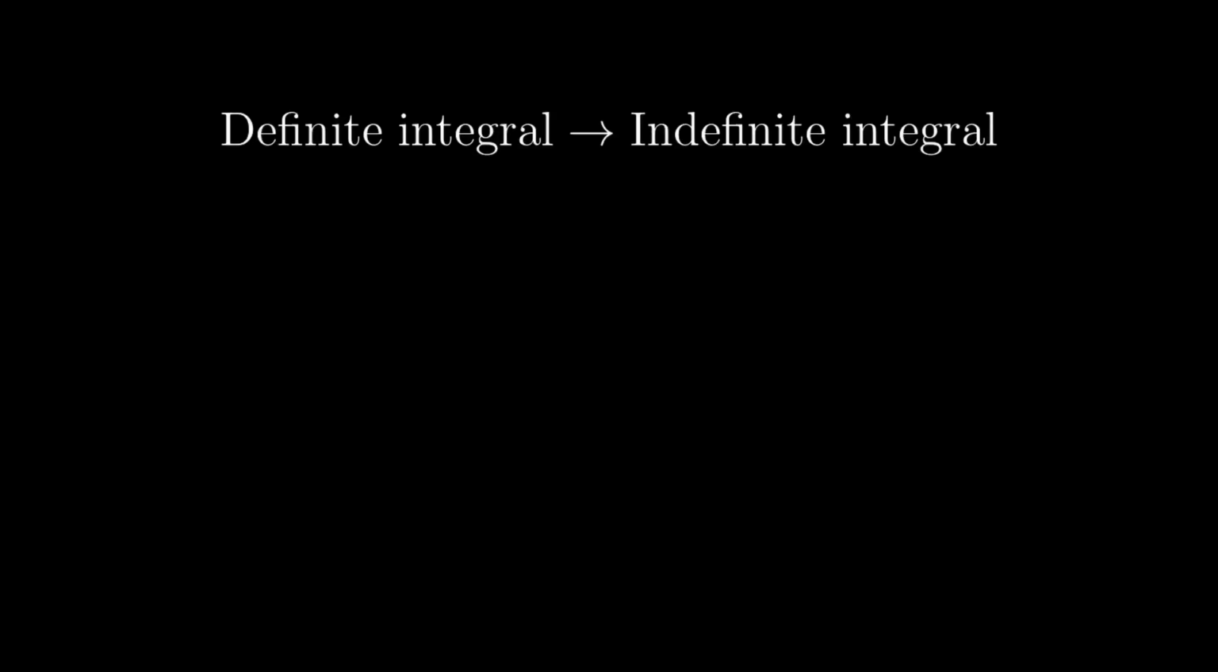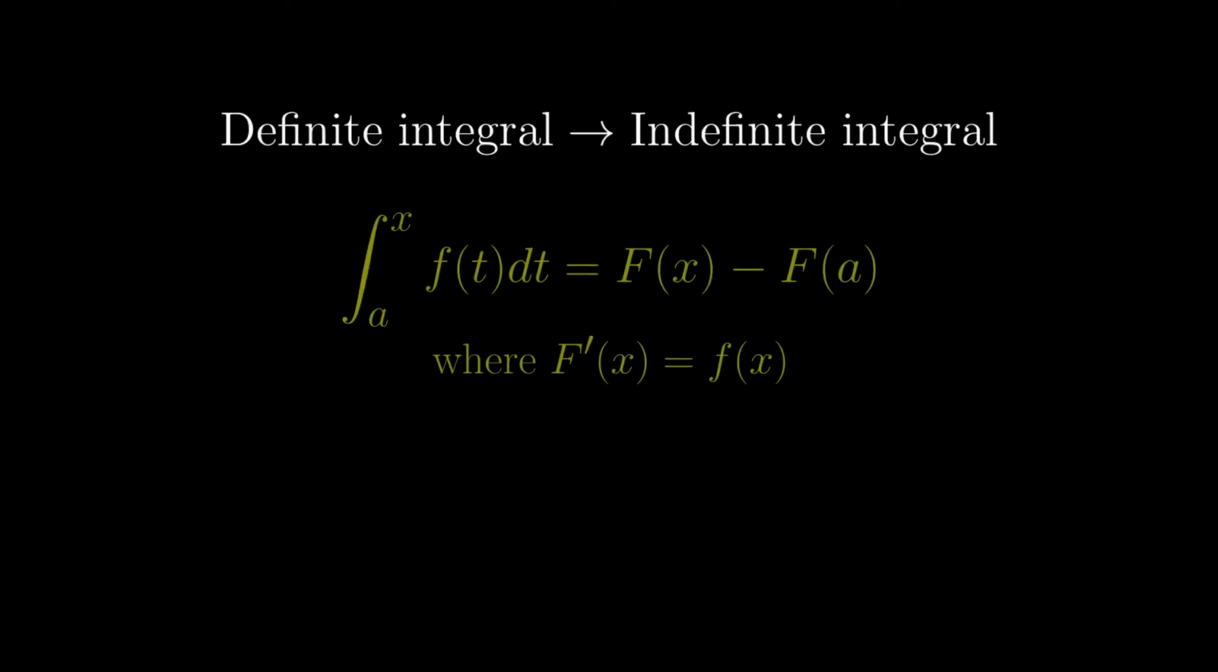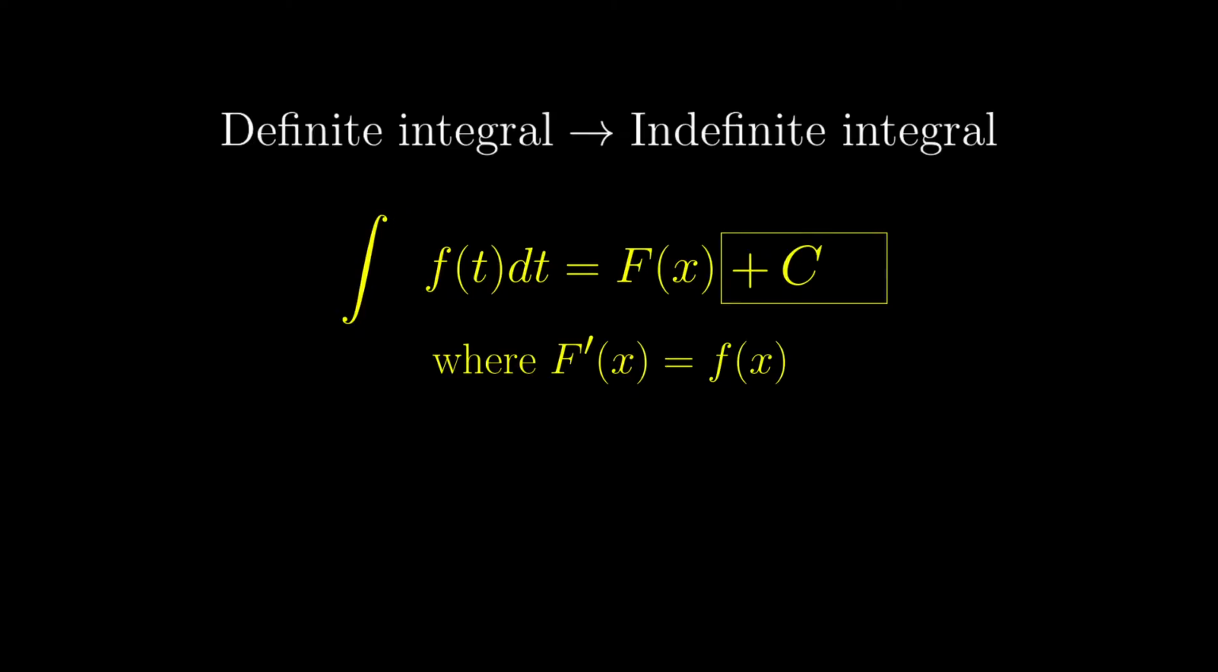Firstly, since we have computed some definite integrals without integration, through some simple algebraic manipulation, we can obtain the related indefinite integrals using the fundamental theorem of calculus. Here, since a is a constant, negative F of a is a constant as well, so we can substitute it with C, just another constant, and this is the familiar form of the indefinite integral. So this is a formula to use to convert a definite integral into an indefinite one.